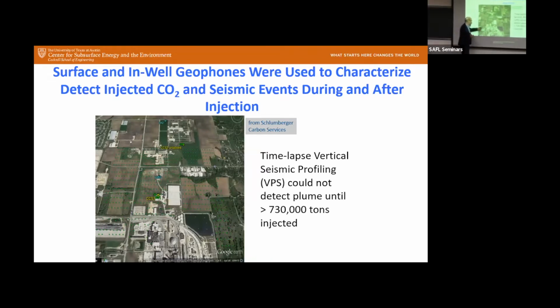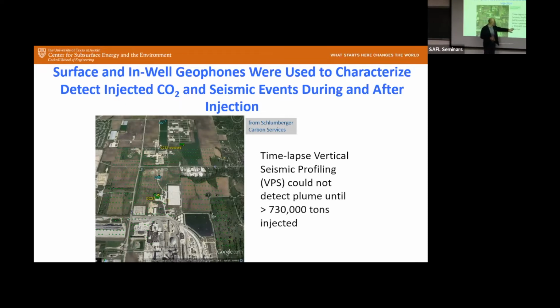They had these geophones. Each of these dots represents basically an acoustic receptor laid out on the site. All right. And then they also had the down well geophones. And they did this time-lapse vertical seismic profiling at the site. When they did this, they tried to detect both the CO2 plume and also any seismic activity. And they injected 1 million metric tons. An average power plant produces about 3.5 million metric tons a year. So it's not a small amount, but it's not a large amount.